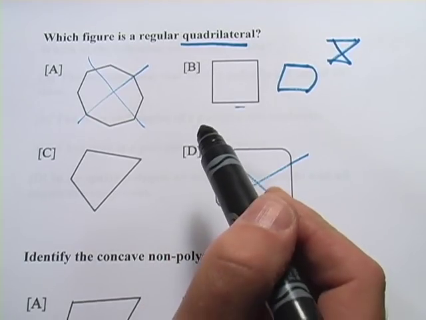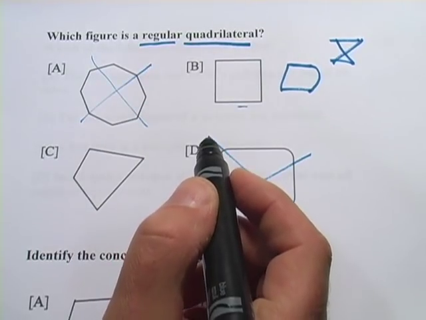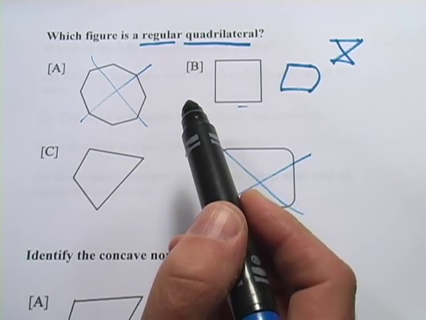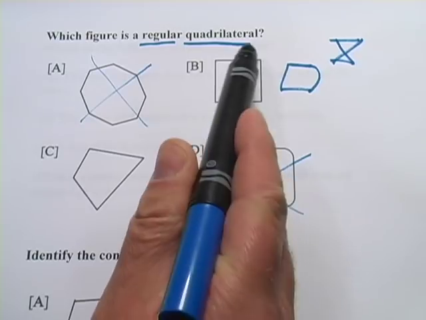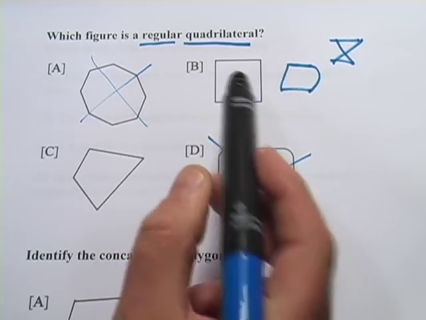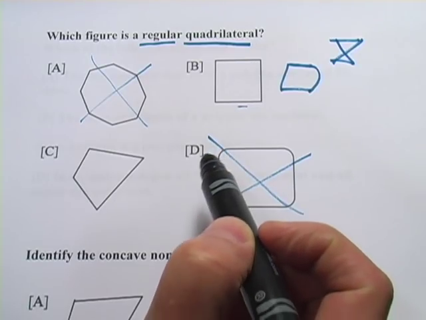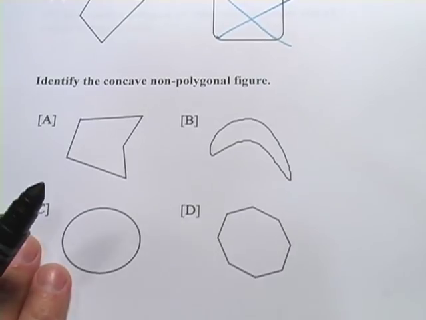Well, a special type of polygon is called a regular polygon. And regular polygons have sides that are all the same and angles that are all the same. So the right answer for this one is going to be the square. A square has all 4 sides the same and all angles are 90-degree angles. So that's what we call a regular quadrilateral, another name for a square. Let's look at the next one.